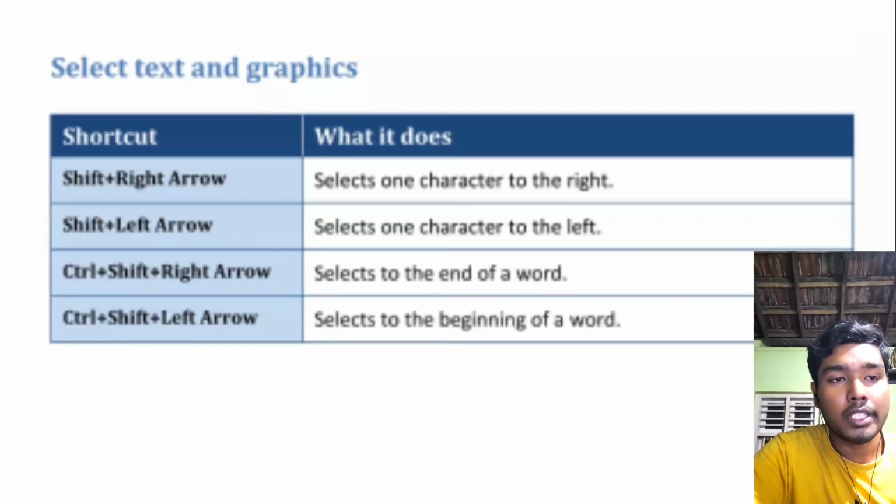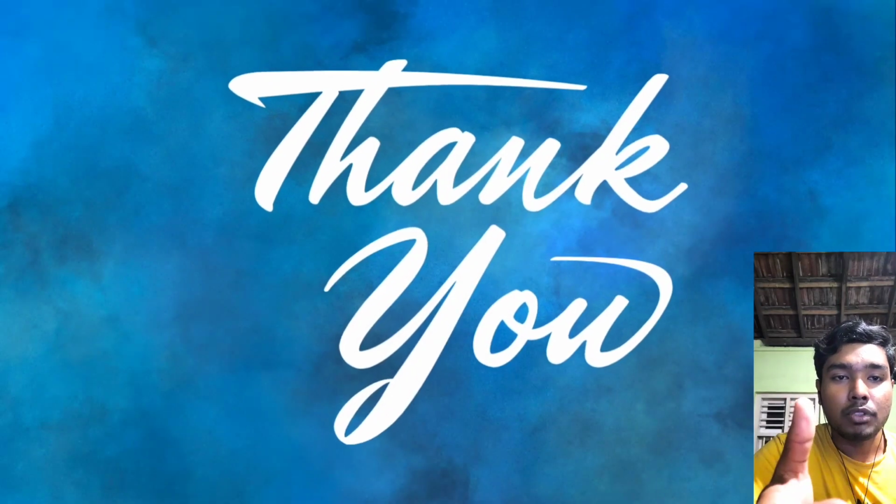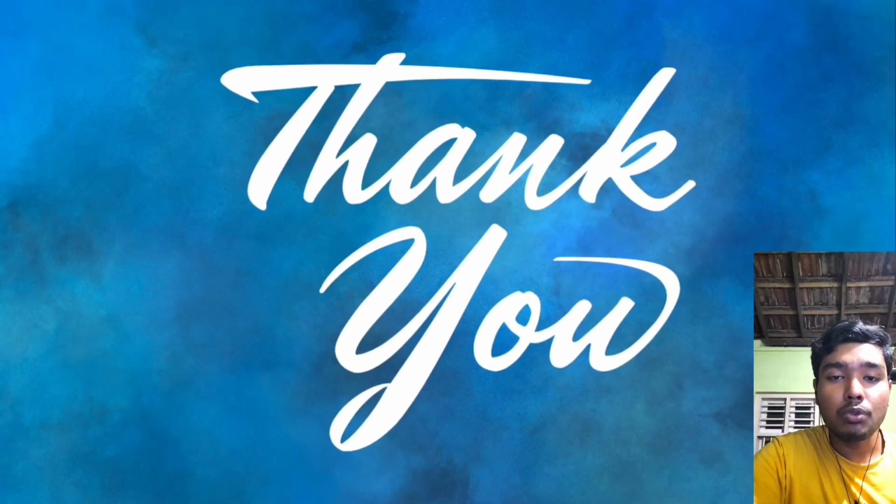Control plus Shift plus right arrow selects to the end of a word. That means we can select one word. Control plus Shift plus left arrow selects to the beginning of the word. And those are some of the shortcut keys that we can use in MS Word.